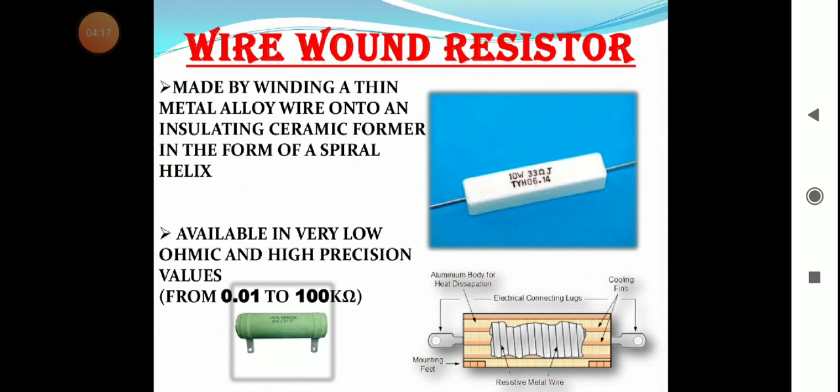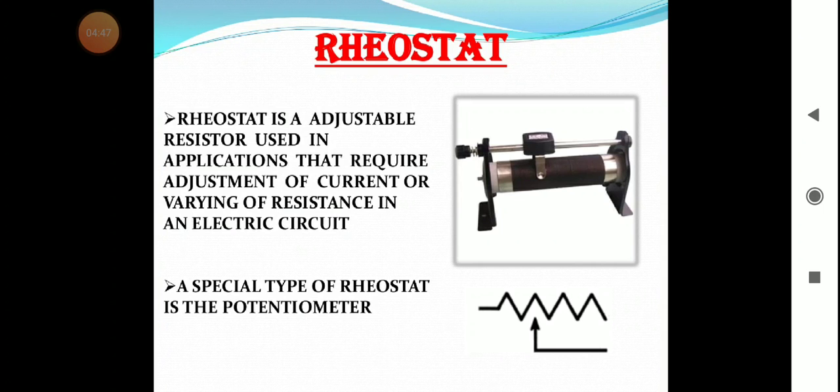Next one is the wire wound resistor. These resistors are made by winding a thin metal alloy wire onto an insulating ceramic former in the form of a spiral helix. It is available in very low ohmic and high precision values, that is 0.01 to 100 kilo ohm. This is called a wire wound resistor.